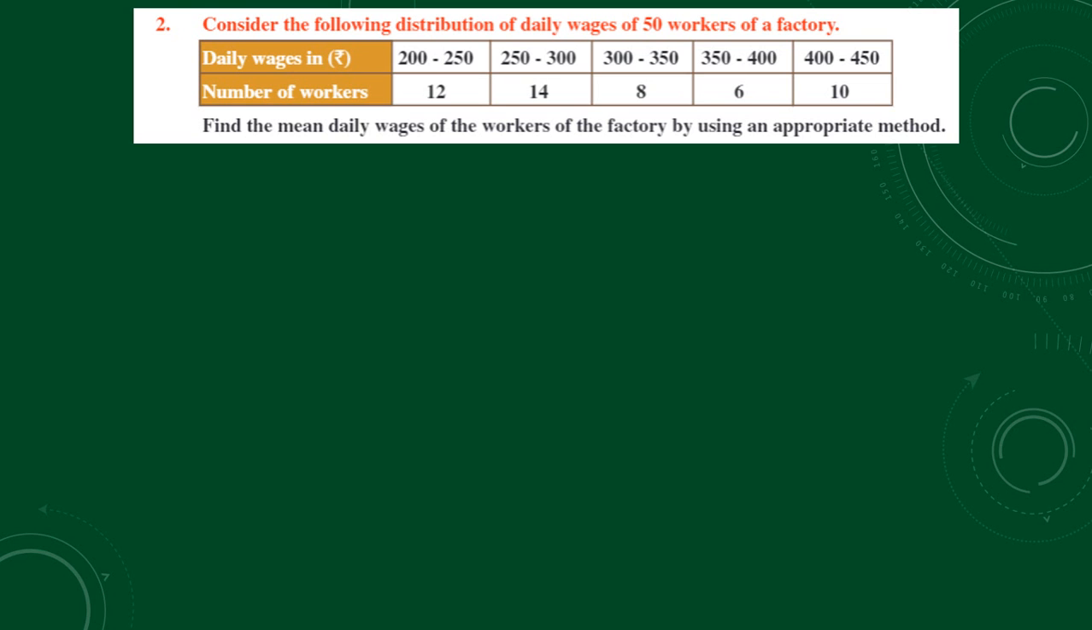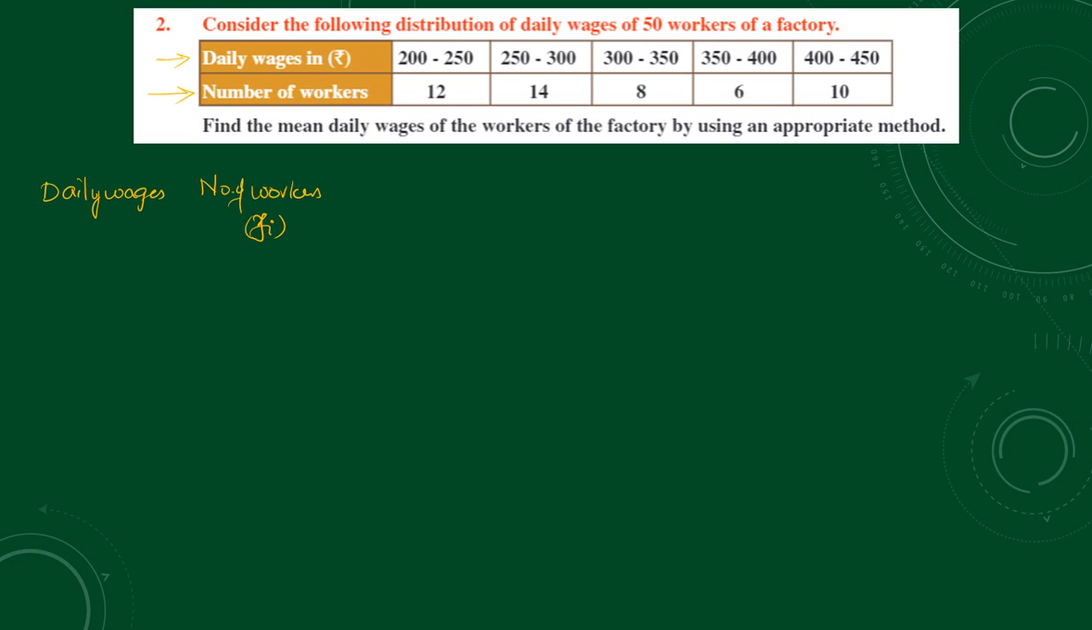Listen carefully. This is horizontal number 1, horizontal number 2. What we are going to do is write them vertically. First column daily wages, second column number of workers. How many columns do we need for the assumed mean method? Remember, totally I need 5 columns. So daily wages, next the number of workers, which is represented by Fi. So the second column is Fi.